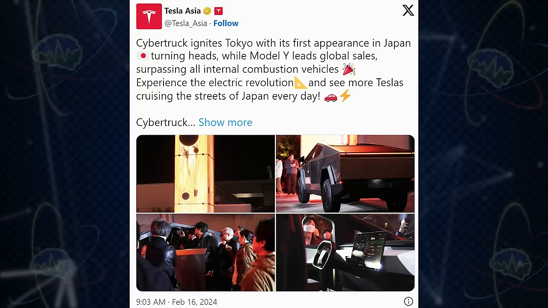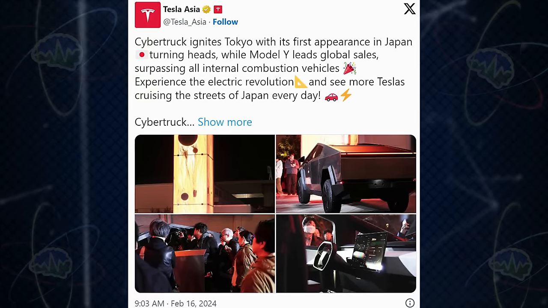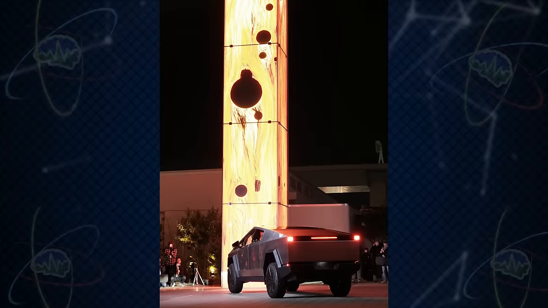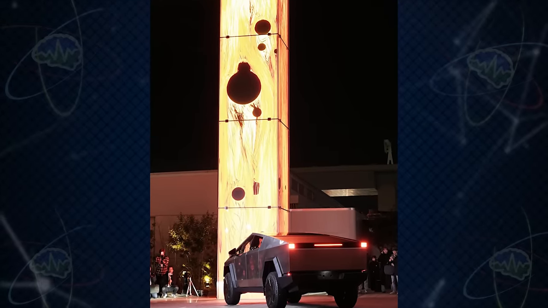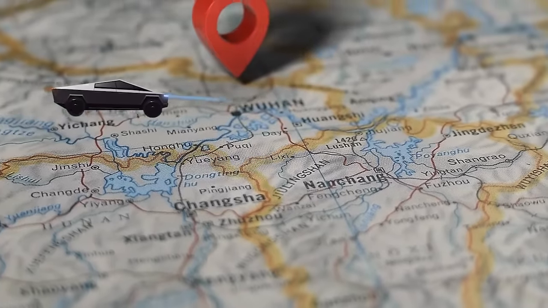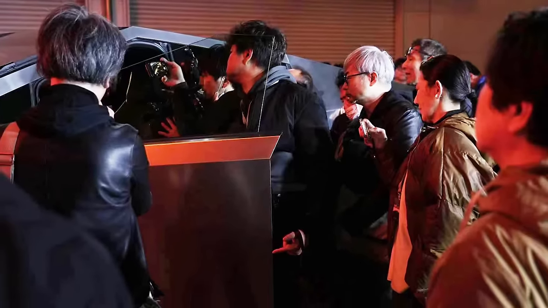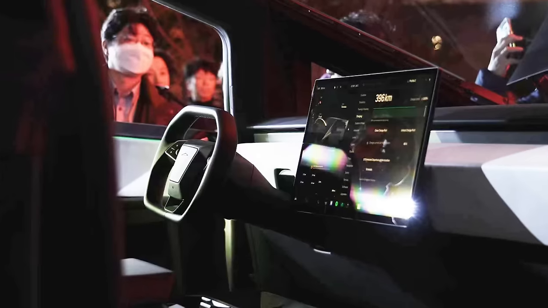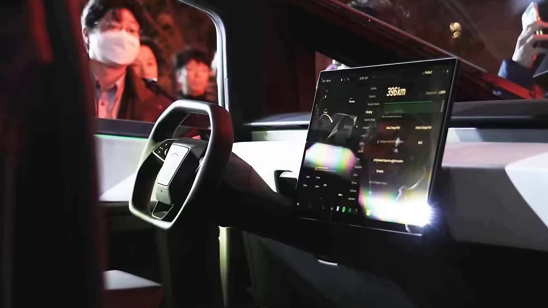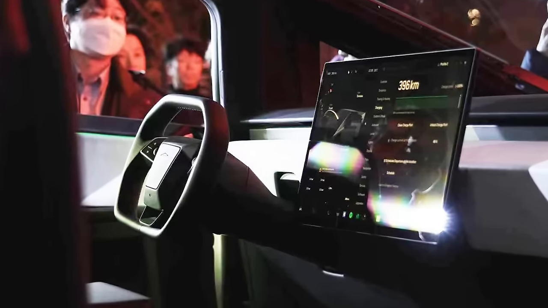But Tesla continues its Cybertruck Asia tour, with Tesla Asia posting this Friday: Cybertruck ignites Tokyo with its first appearance in Japan, turning heads. Yes, I mean, this is the cheapest advertising Tesla could possibly do. Yeah, move the truck around the world. They ship one truck to China, and then they're like, all right, everyone in China saw it, or at least a picture of it, so now we'll move it to Japan and make a huge media stir just to move one truck around. Yeah, it's awesome.